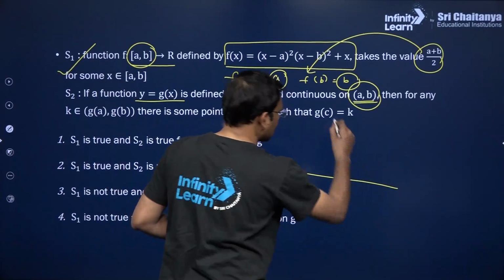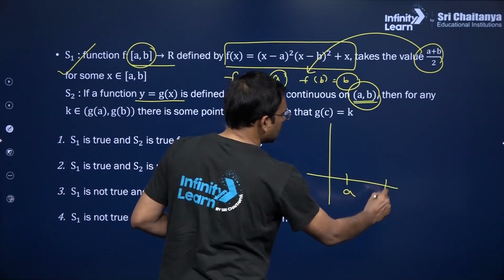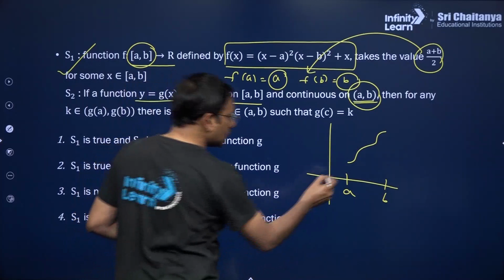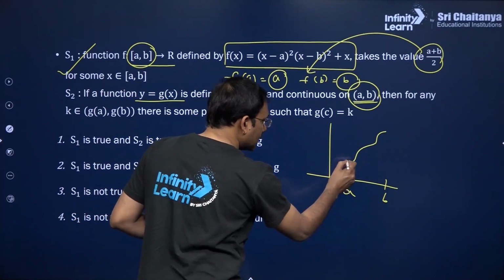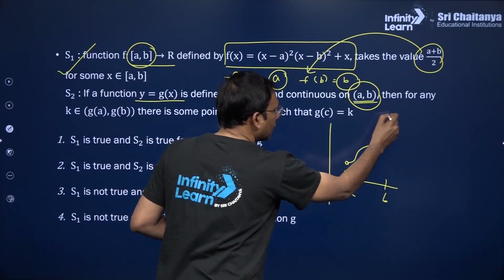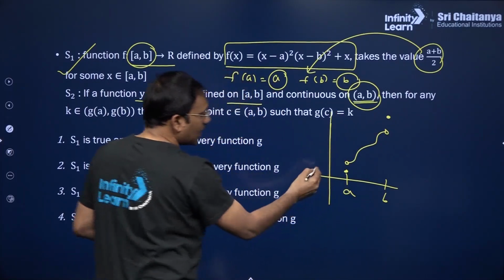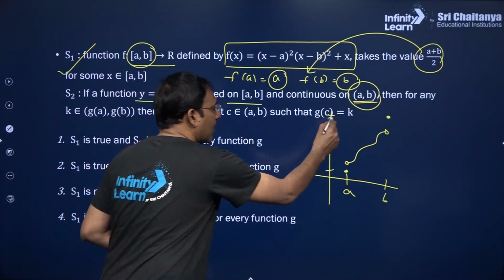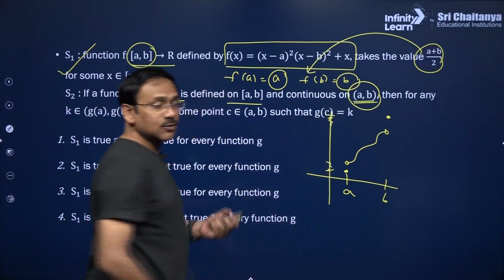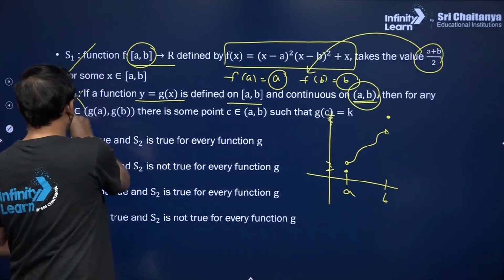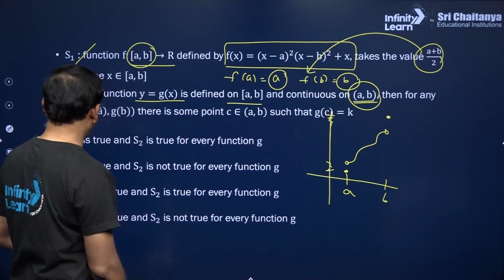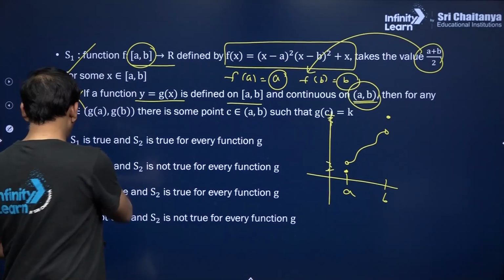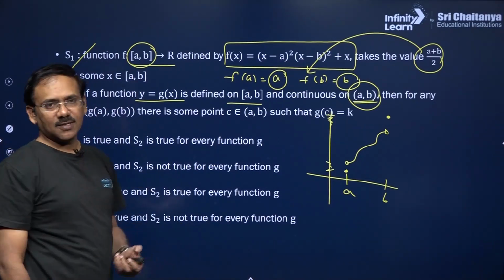For example, friends, if I take a function, suppose this is a, b, suppose this is the function which is continuous, but suppose f of a is here and f of b is here. So can it take every value between f of a and f of b? No, it is missing certain values in output, my dear friends. So this is why second statement is false, my dear friends. We can go with the option S1 is true and S2 is not true for every value of g is the right answer, my dear friends.